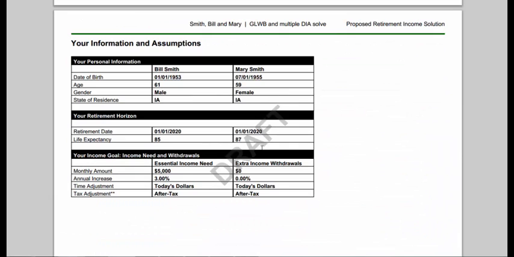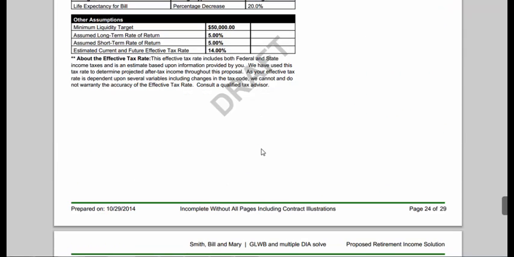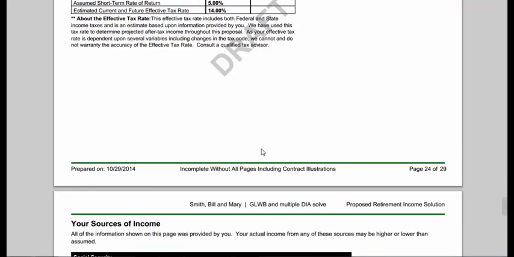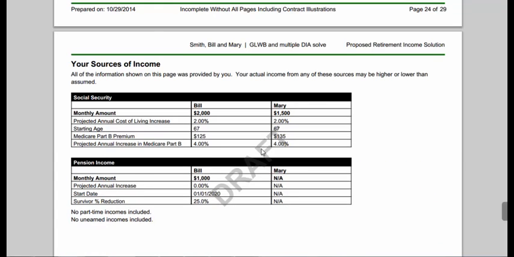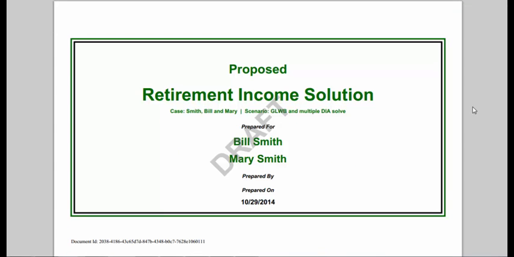The next 3 pages detail what the inputs were that we put into the software. A great place to verify that the inputs are accurate and acceptable to the client. And then, of course, there's the all-important 3 pages of disclaimers. So there you have it, the full client proposal that details the plan that you've put together to maximize their guaranteed lifetime income.